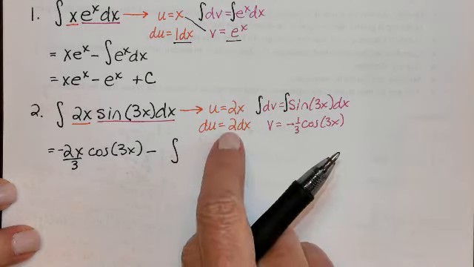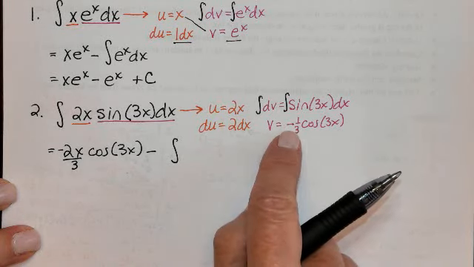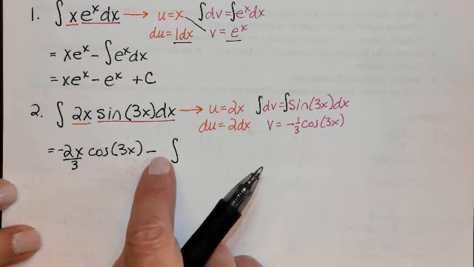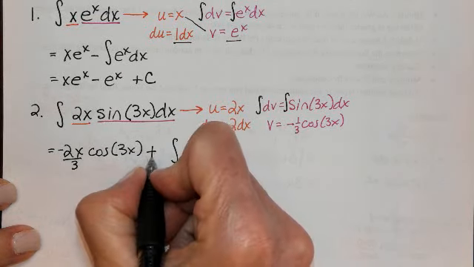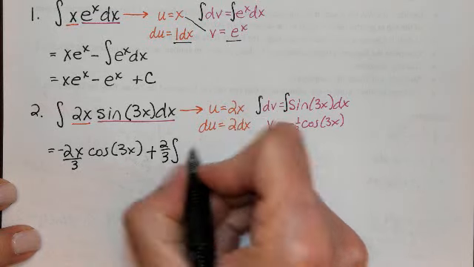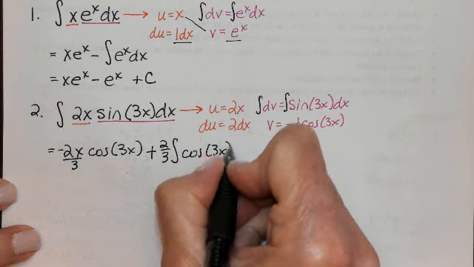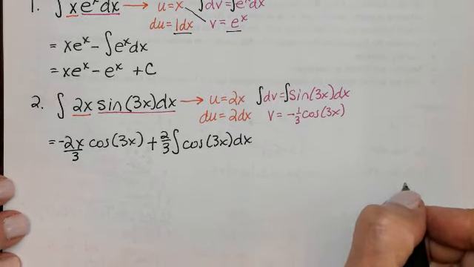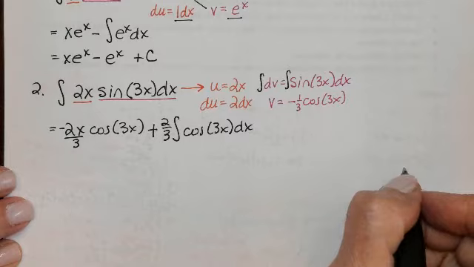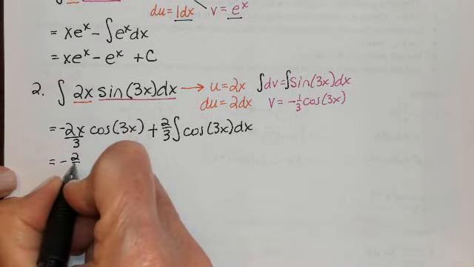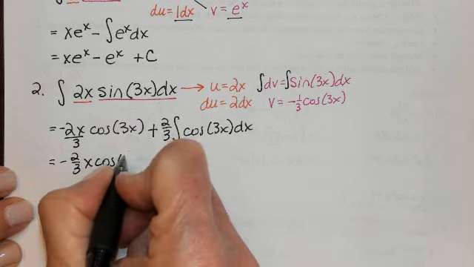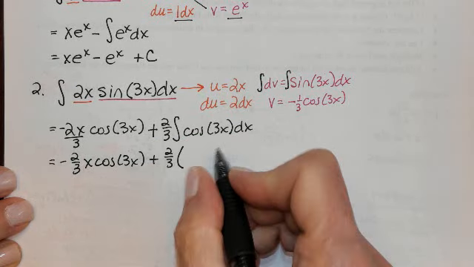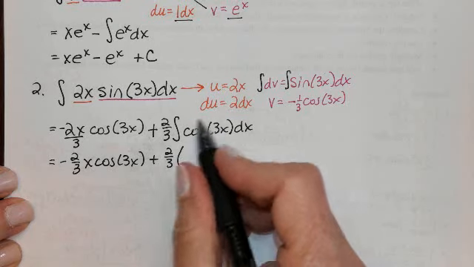Well, du is this 2 dx, so I'm going to multiply 2 times that negative 1/3, and I'm going to put that negative 2/3 outside the integral. So that will make that a plus 2/3. And then I have the cosine of 3x here, and the dx from the du part. Okay? All right, so this is negative 2/3 x cosine 3x plus 2/3 times the antiderivative of cosine 3x.